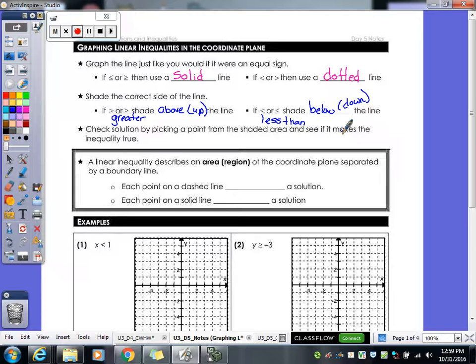Check the solution by picking a point from the shaded area to see if it makes the inequality true, which I believe if you look on T1, that's what they start out with there on T1. They'll say, given this point, is it a solution to the inequality? Okay, you have to plug it in and see if it works. Okay, a linear inequality describes an area or region of the coordinate plane separated by a boundary line. Each point on the dashed line is not a solution if it's on the dotted line. If it's on a solid line, then it is a solution.